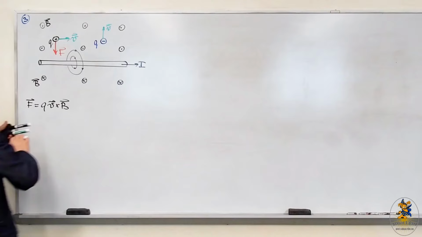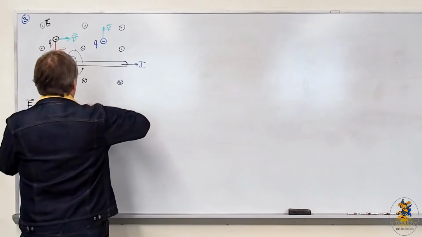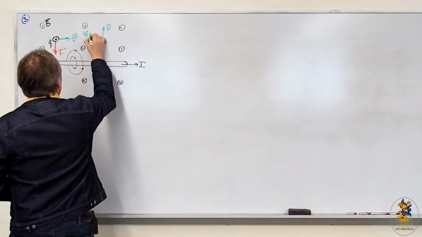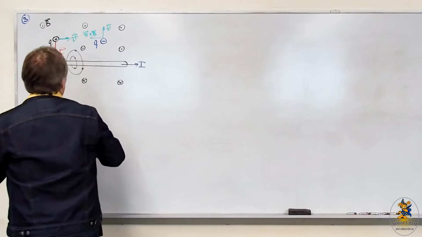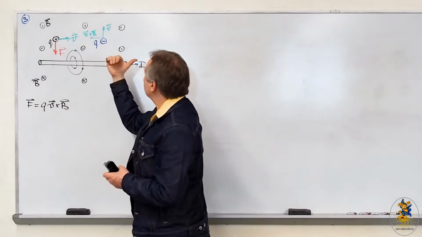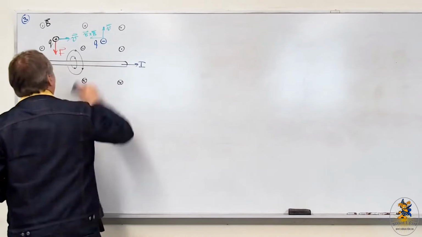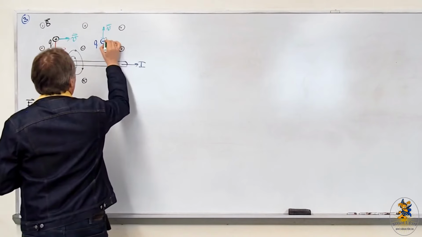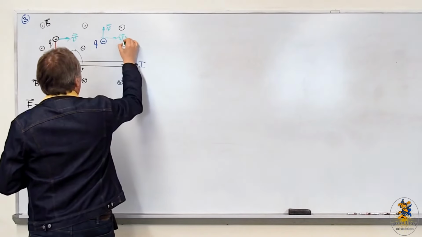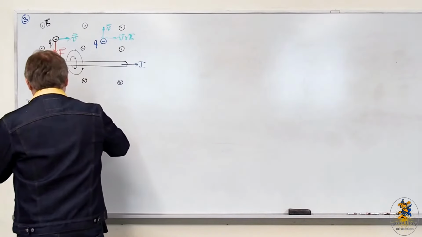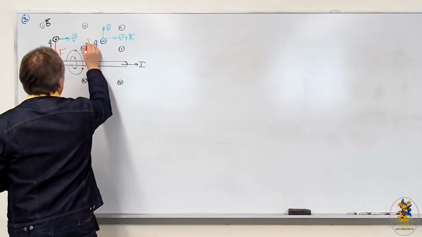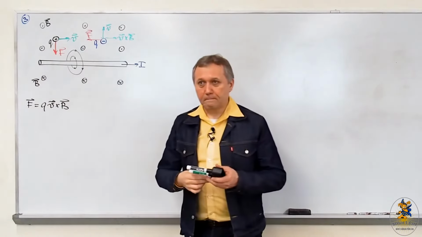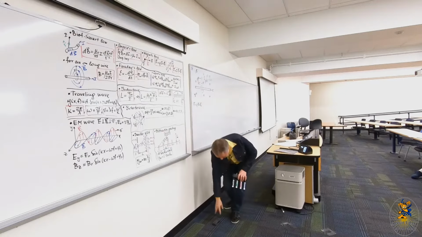So let me show. First, this will be the direction of V cross B. So V cross B that way. So this is the direction of V cross B, but since the charge is negative, the actual force is this way. Don't forget about that.